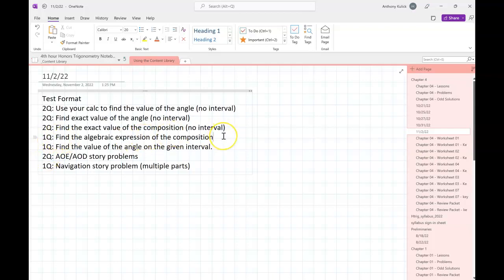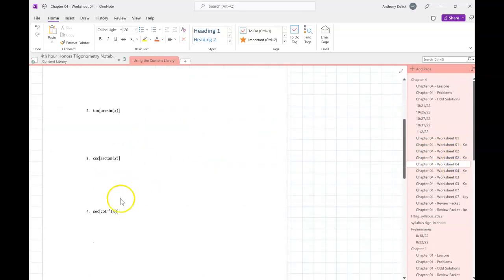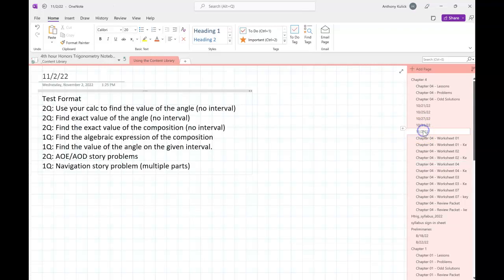One question I ask you to find the algebraic expression of the composition. We had a homework or a worksheet that was all about this, right? I think it was worksheet 4. So it's a problem like this on worksheet 4. That's what I'm talking about. Everybody's okay with that? We can do some examples if you need to later. Let me finish.